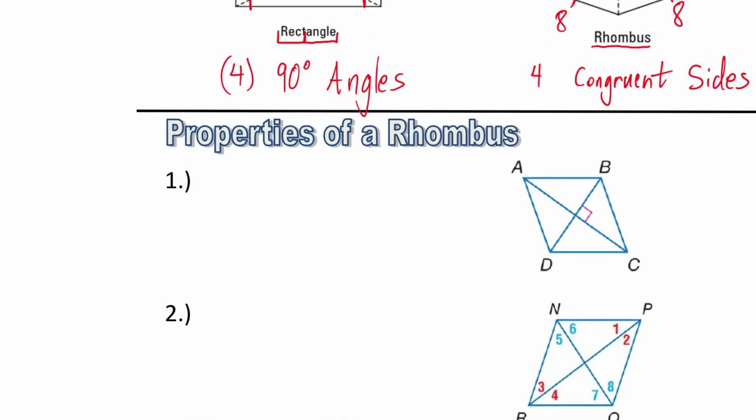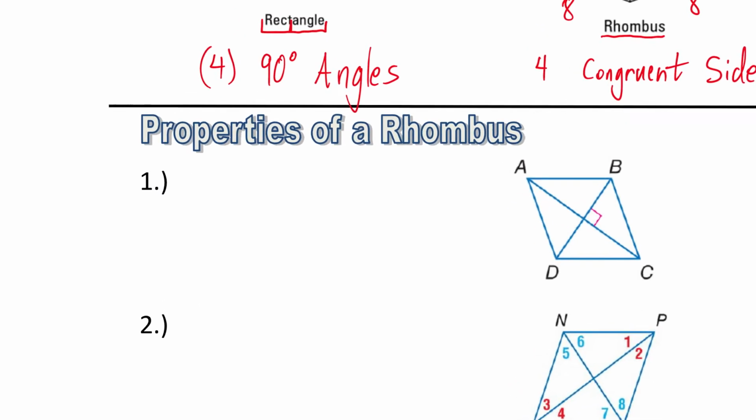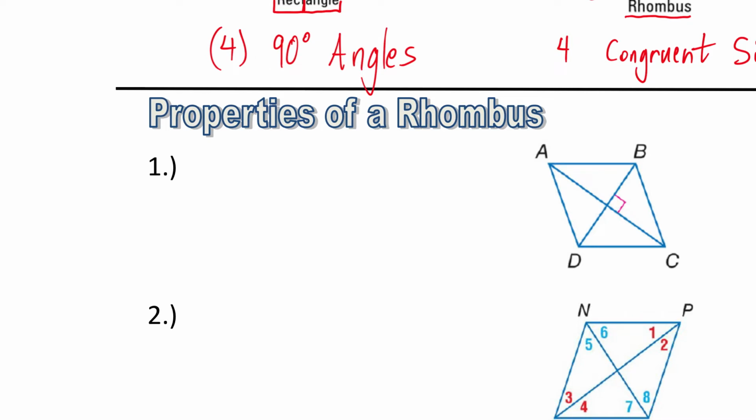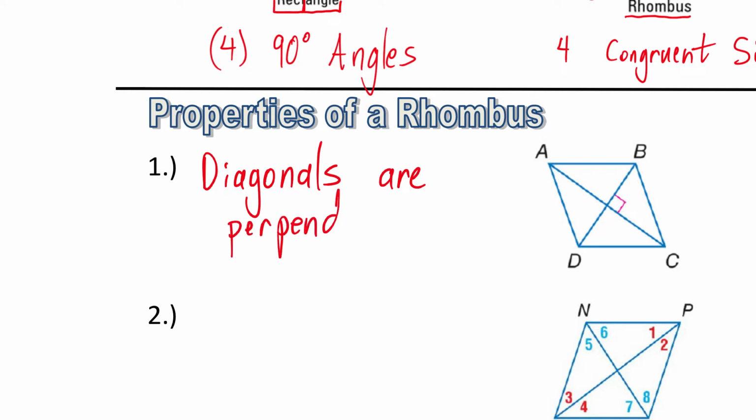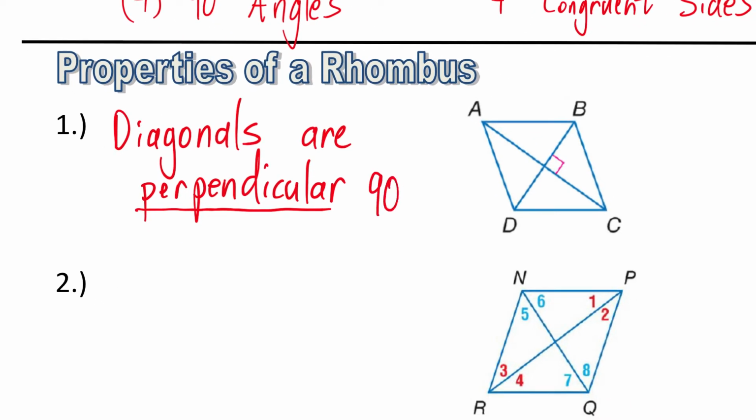Now, there are 2 main properties of rhombuses, rhombi, that we're going to talk about today. The first one is that the diagonals are perpendicular. Diagonals are perpendicular. Okay, what does the word perpendicular mean? They cross to make what? A 90-degree angle, yes. Perpendicular means 90.